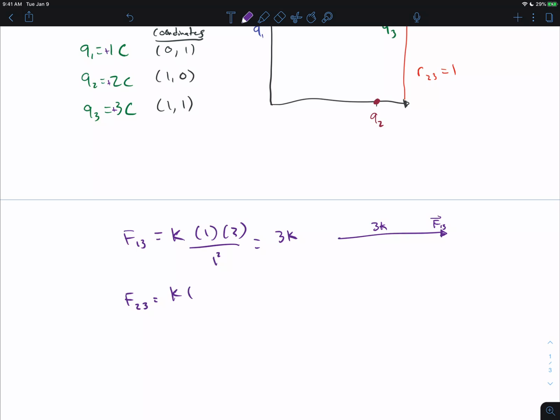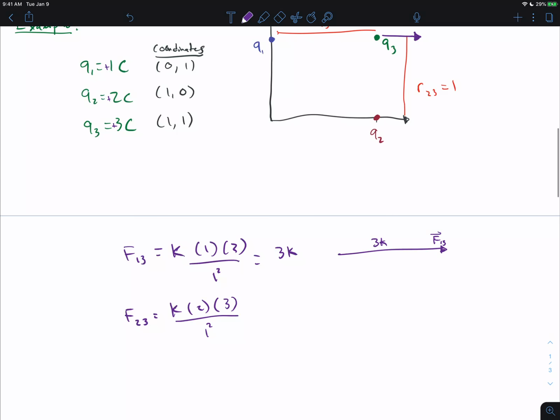Now we can do the same thing between 2 and 3. It's going to look very similar because we have 2 coulombs for Q2, 3 coulombs for Q3, and also a radius of 1 between them. Remember this radius right here, don't forget this is 1. So this here is going to be 6K.